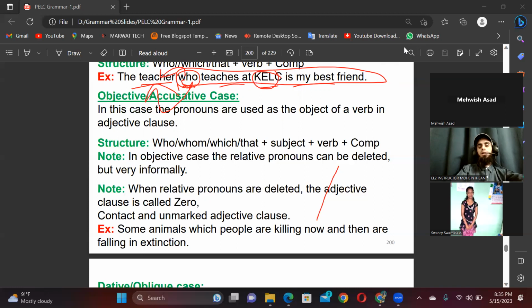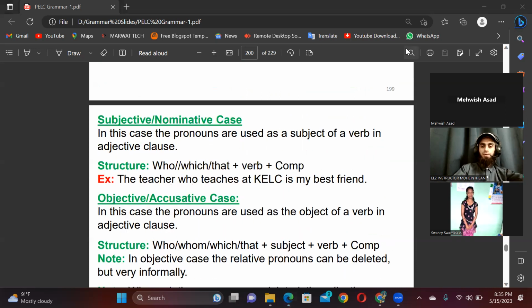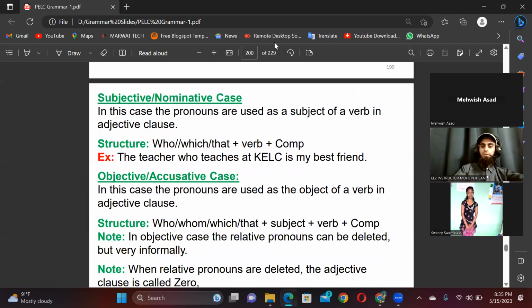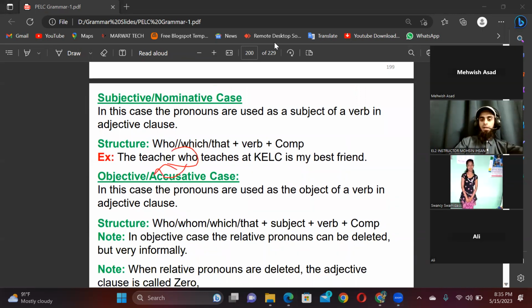And here, the whole part of the sentence is modifying this noun, the teacher. So if the sentence is modifying something, we can call it adjective clause, right? Now, an adjective can come in different positions. Here, the adjective clause comes at the subject position, directly after the subject, the teacher, who teaches at this academy, right?